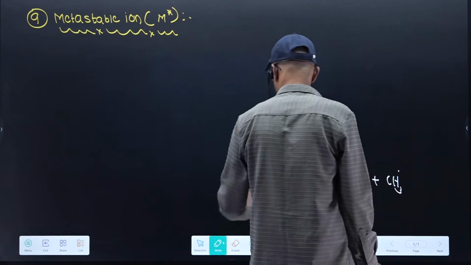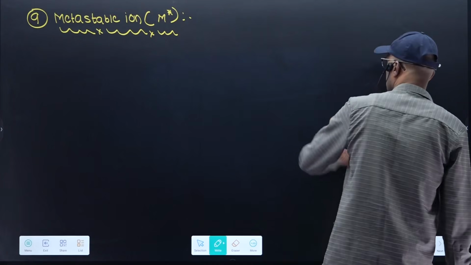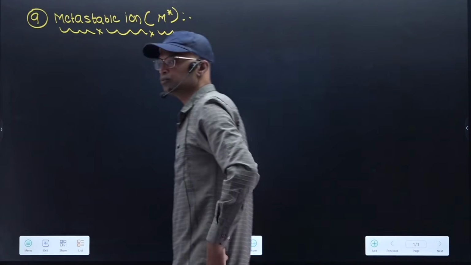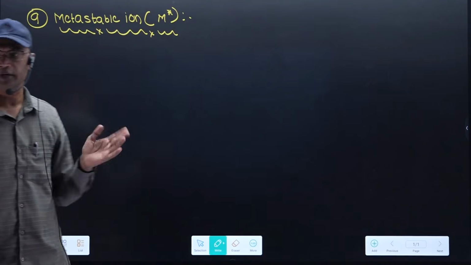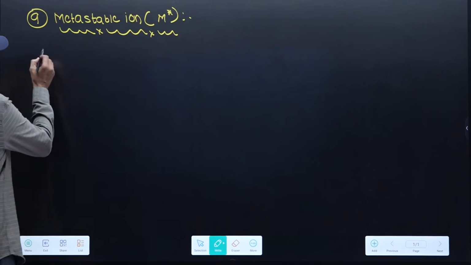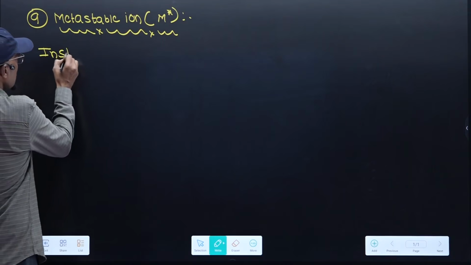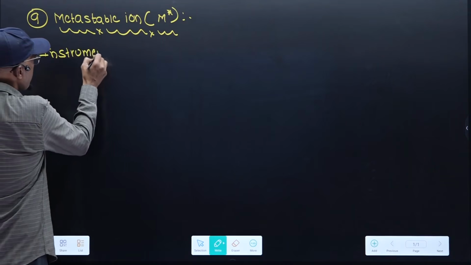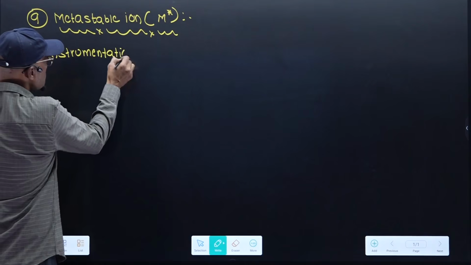It is also one kind of fragment ion, but it does not take place at the normal fragment region of the molecular ion. It may take place in a different area. That is the difference. Metastable ion. First I will show the instrumentation involved in mass spectrometry, then I will explain it.